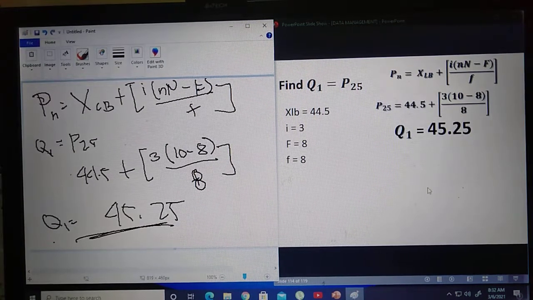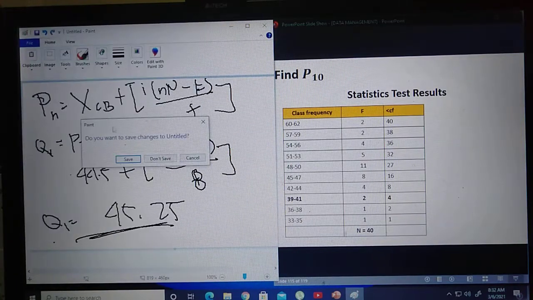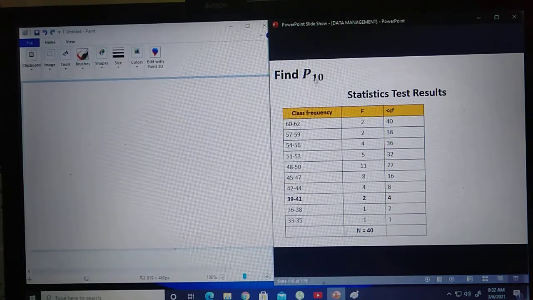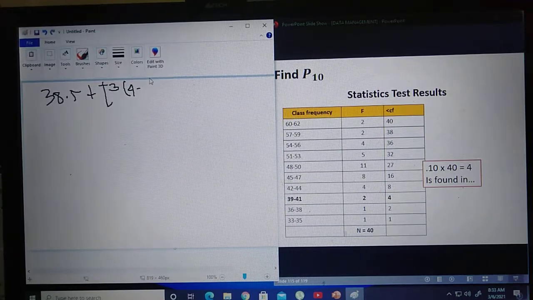Next, we're now looking for P10. So, ganoon lang din. So, multiply natin 0.10 times 40. And makikita siya saan? Sa 4. Okay, nasa 4 siya. So, what will be our lower boundary? It's 38.5. Tama? Yes. Plus, how many intervals? Siyempre, 3 ulit. Times 4 minus, what is the cumulative frequency before the percentile interval? That is 2.